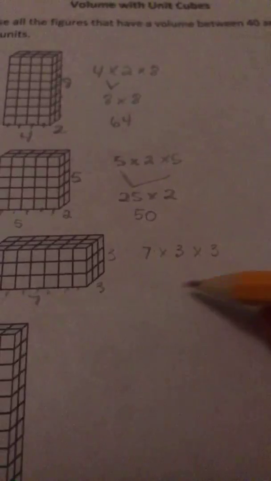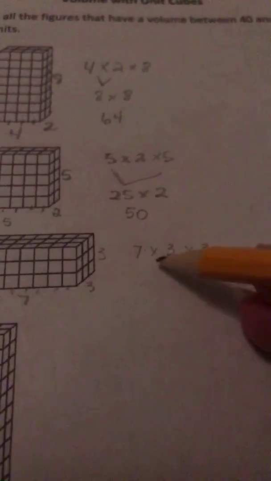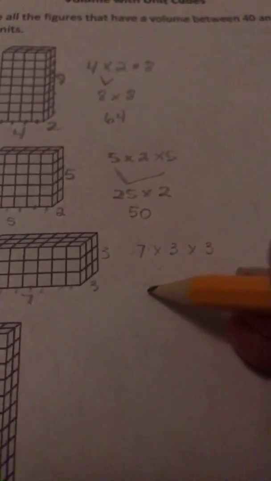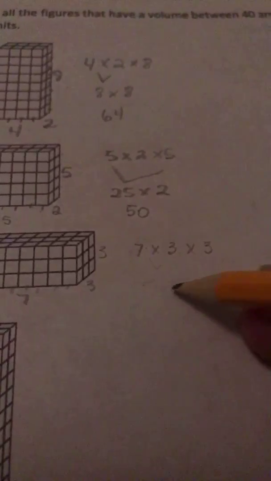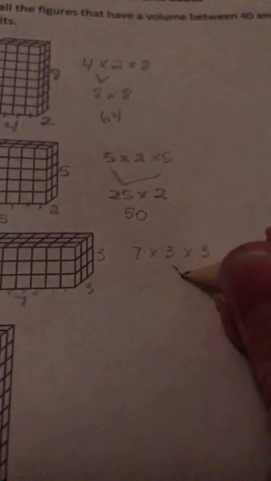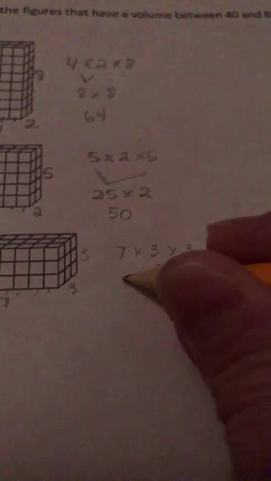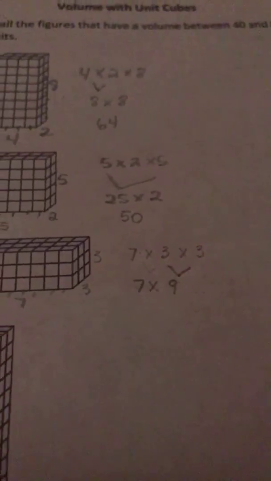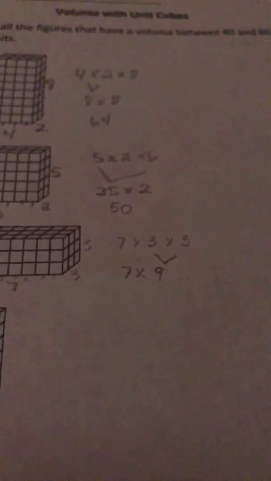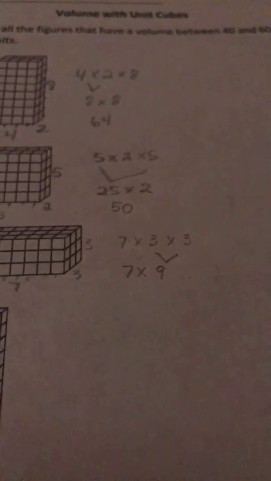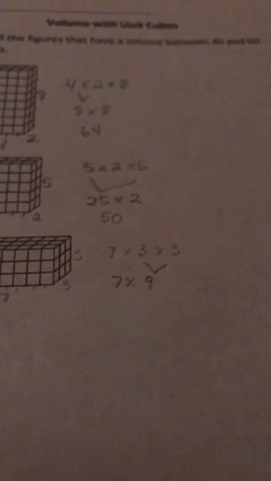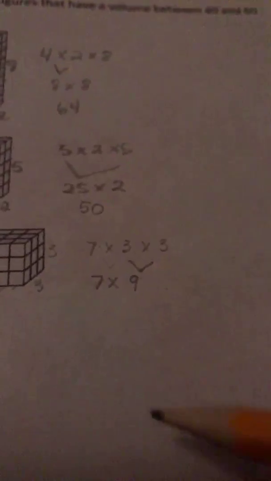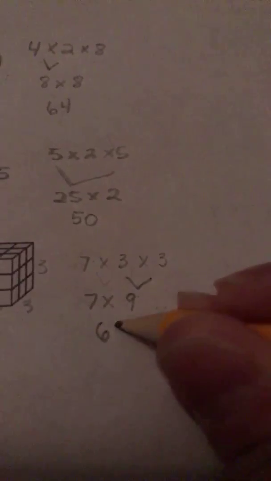9 times 3, which is still a basic fact. If I do 7 times 3 first, it's going to give me 21, so it'll be a 2-digit fact, and I just would rather have a nice, easy, basic fact. 7 times 9. So 7 times 9 is what? Right, 7 times 9 is going to be 63.